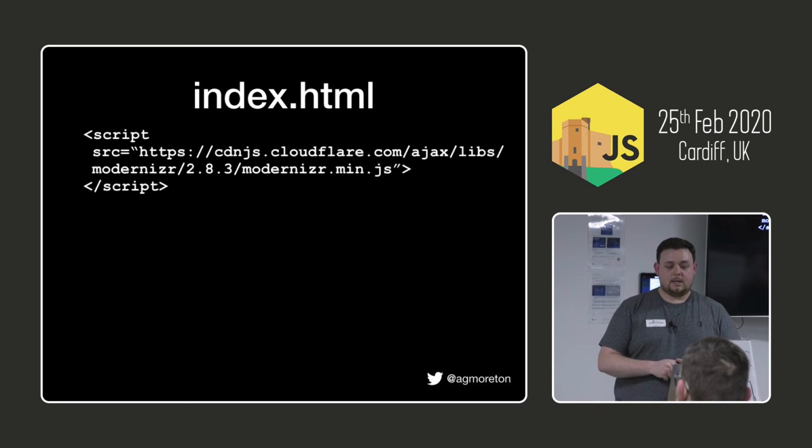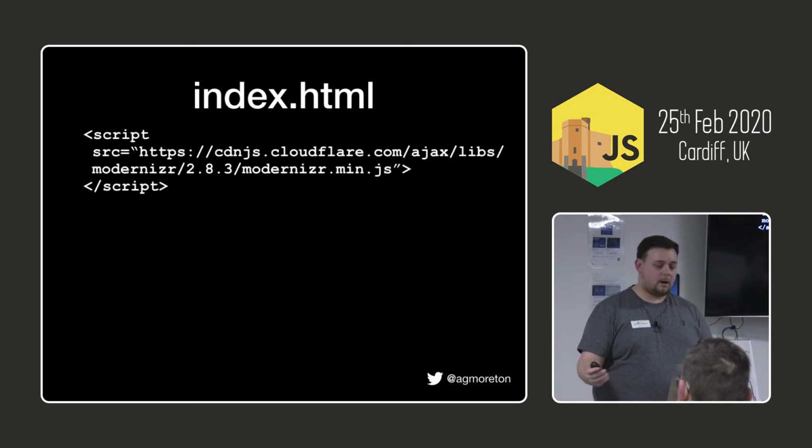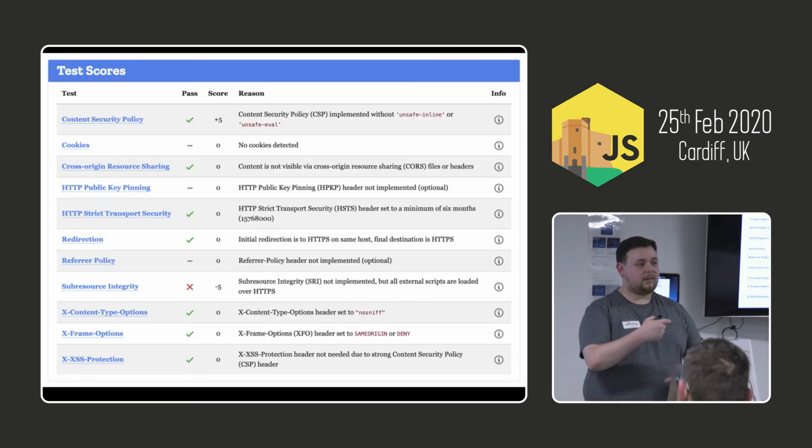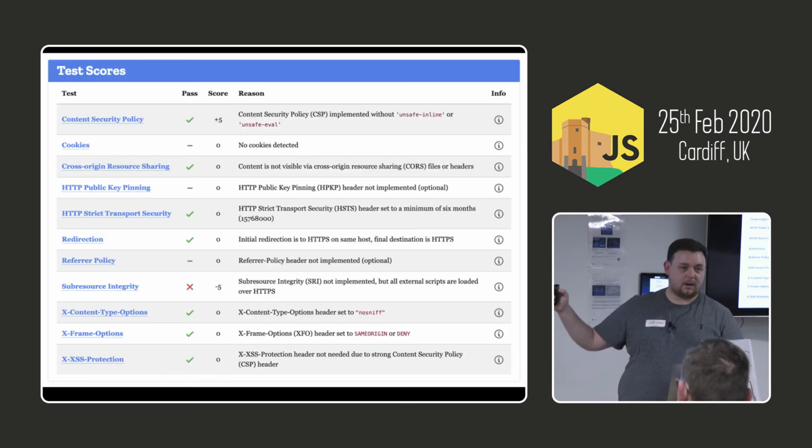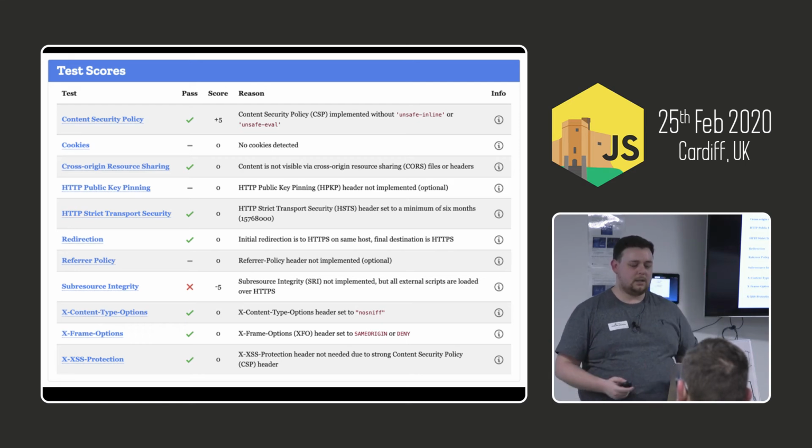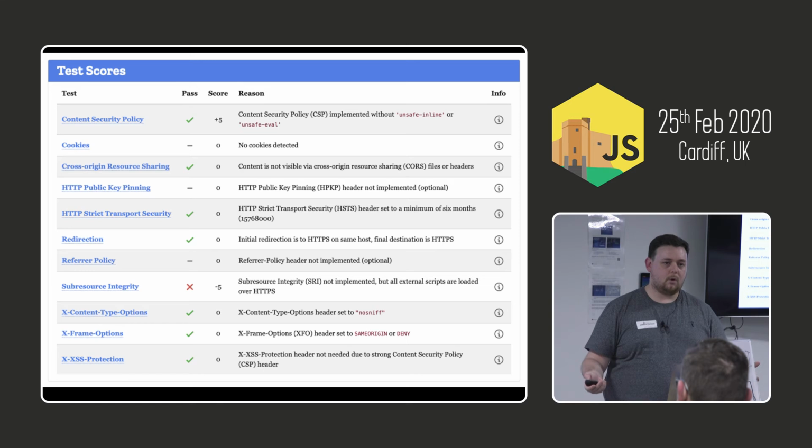So in my index.html, I say, yeah, let's go and grab a version of Modernizr. There's a third-party CDN, I don't control it, just go grab it from there. That's fine, and the browser will do it. If I run my scan again, now you'll see we're getting this -5 score on the sub-resource integrity. So it's saying, yeah, look, you've not implemented it, but it's not worst case scenario. At the very least, you're loading it over HTTPS. So it's not awful.